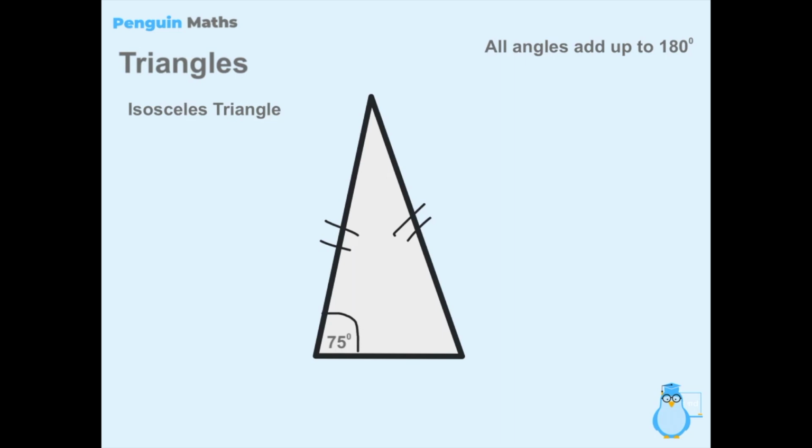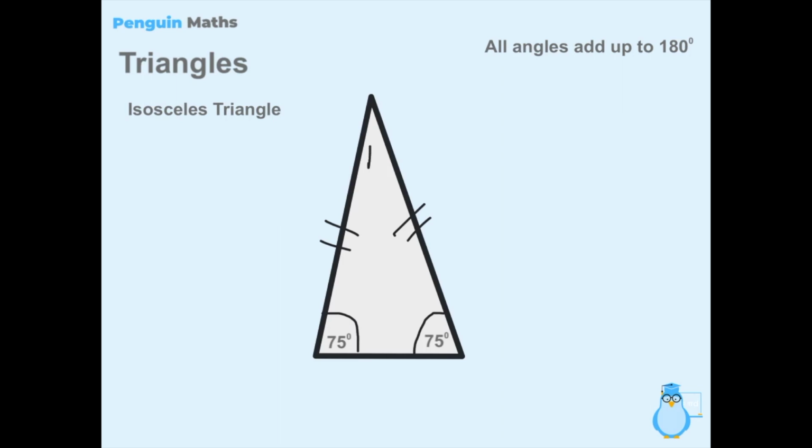So if we know that, for example, this angle right here is 75 degrees, well, we know that this angle here is equal to that, so therefore that must also be equal to 75 degrees. And then finally, to calculate this angle up here, well, we know that all of the angles must add up to 180 degrees in a triangle.